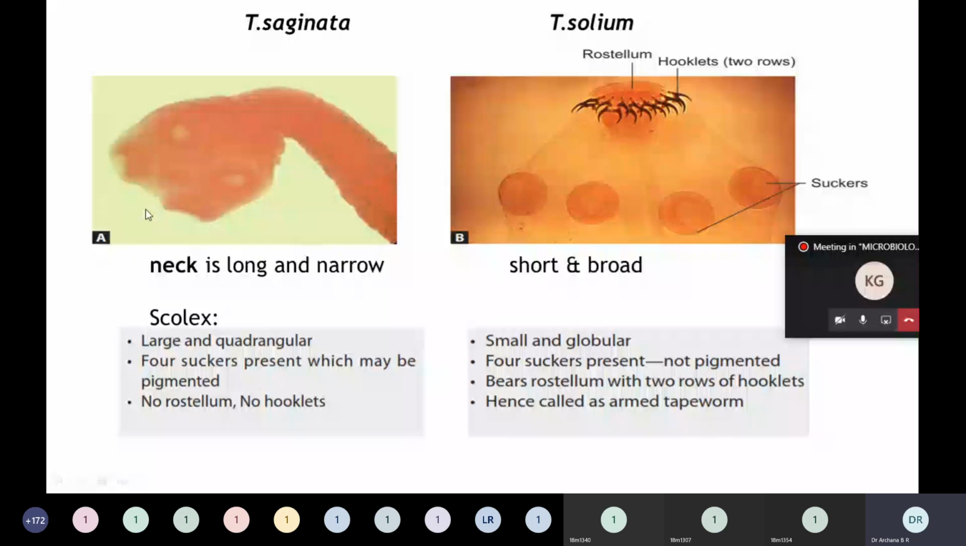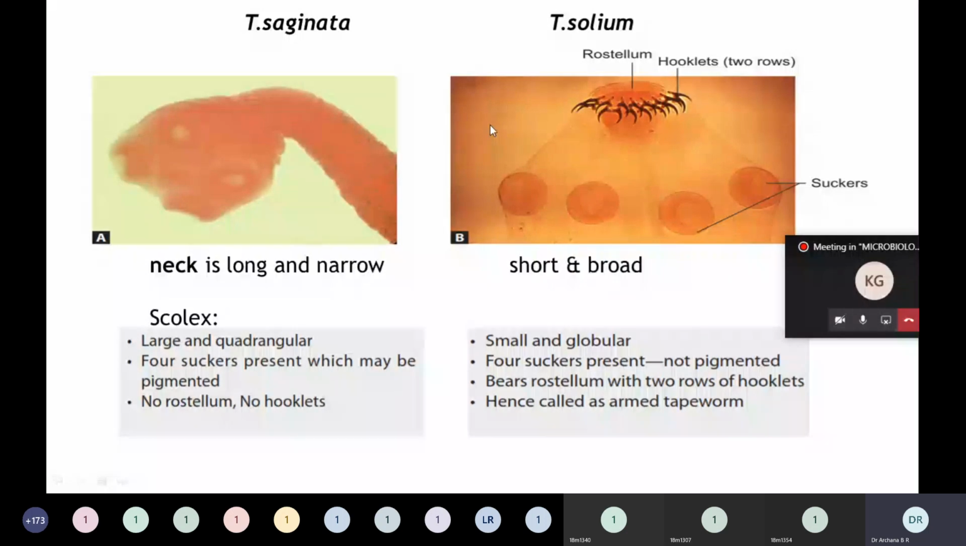These suckers help the attachment of the worm to the intestine, and they may be pigmented in Taenia saginata. There is no rostrum or hooklets in Taenia saginata. In Taenia solium, the scolex is small and globular, and there are 4 suckers present but the suckers are non-pigmented.